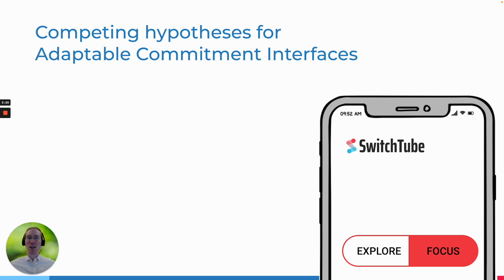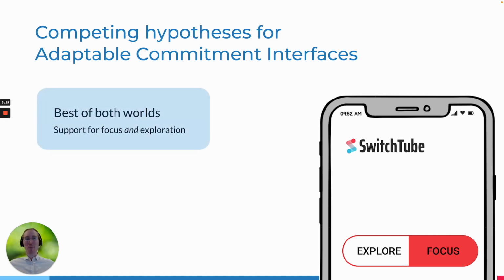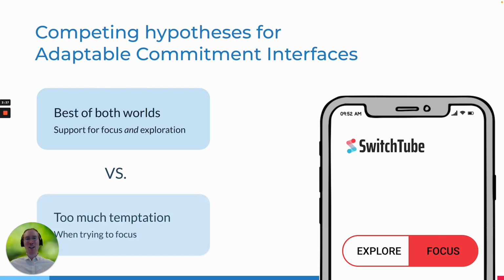This concept of an adaptable commitment interface raises competing hypotheses. On the one hand, SwitchTube might provide the best of both worlds by letting the user choose just the right level of sense of agency for their particular situation. On the other hand, this adaptability might erode the commitment mechanism and make it too easy for the user to toggle on Explore mode and pursue temptations.